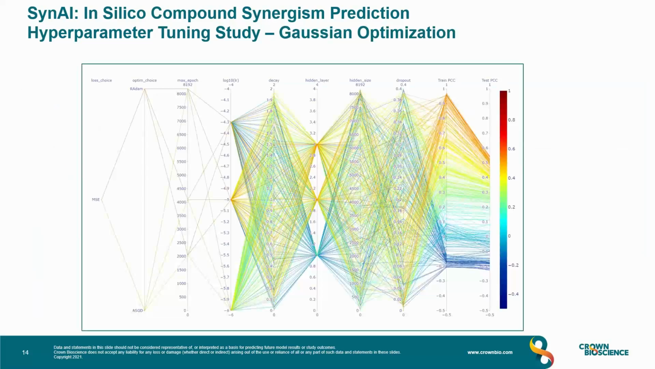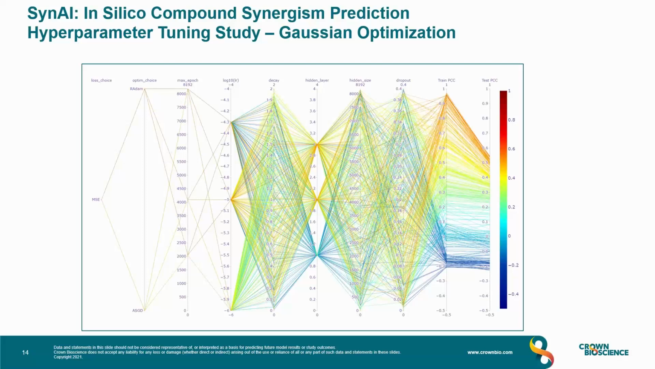Here is a coordinate plot chart, which is a popular visual representation of what a hyperparameter tuning result looks like. Each of the columns represents the choices of one hyperparameter value. As you can see, some of them are discrete, some of them are continuous. And each line represents a combination of choices.